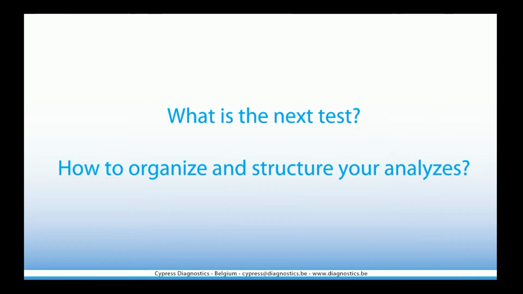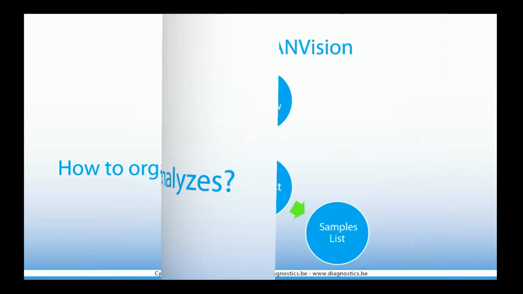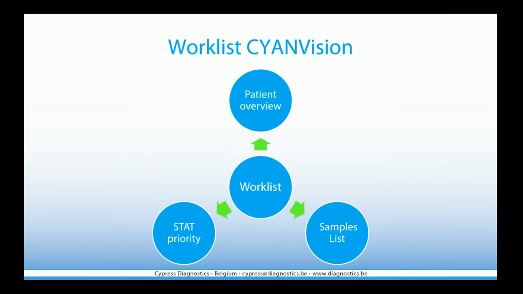The work list will tell you what is the next test, and it will also show you how you can organize and how you can structure your analysis. So that work list will give you a patient overview, it will give you a list of the samples to be done, and there is also a possibility to introduce stat samples, urgent samples that need to be done first.